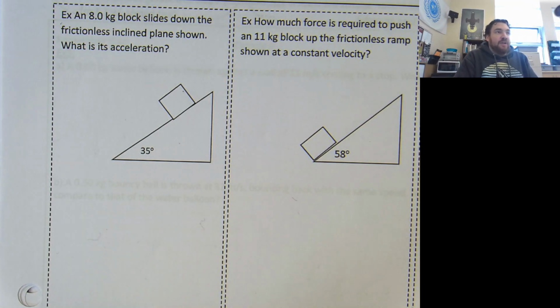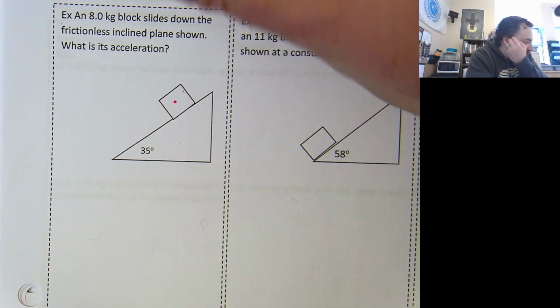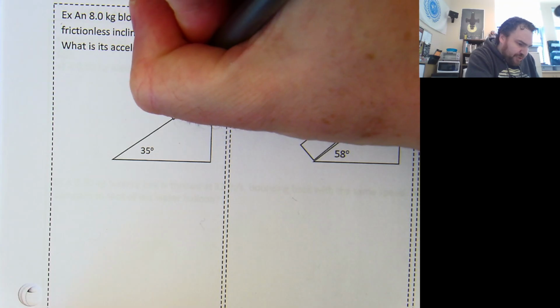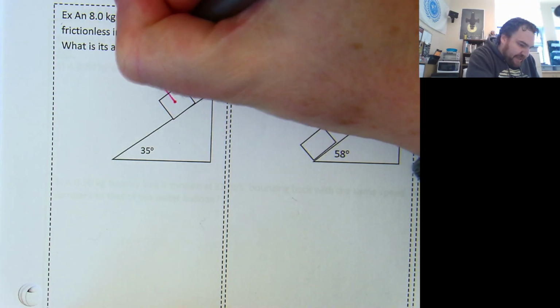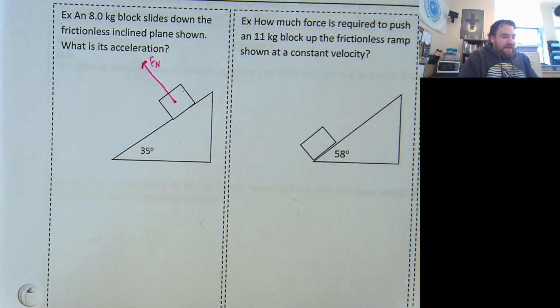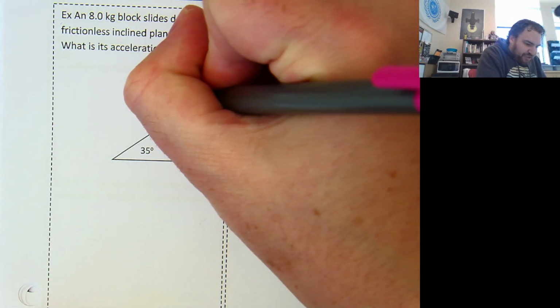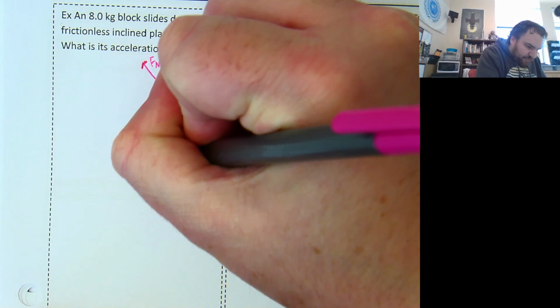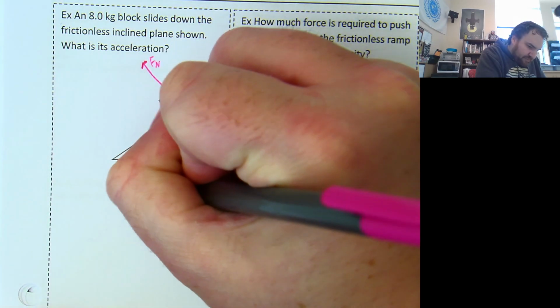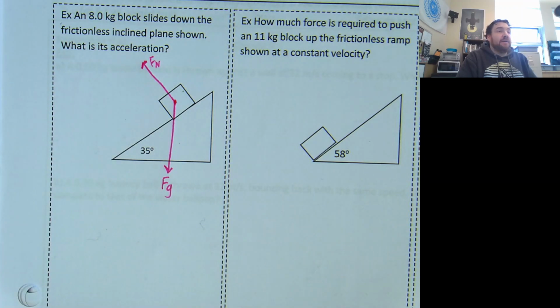What forces are acting on the block? Fn. Fn, remember, perpendicular always to the surface. And now that means it's off at an angle there. What other force is acting on this thing? Fg. Fg is always straight down. And I would encourage you, draw them big so that you can comfortably draw your component triangle and you're not crammed for space.